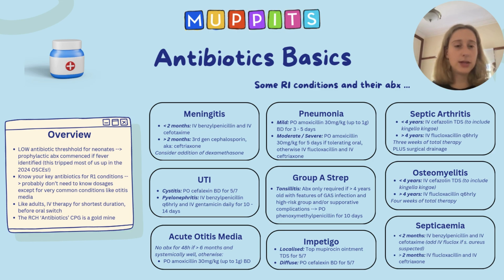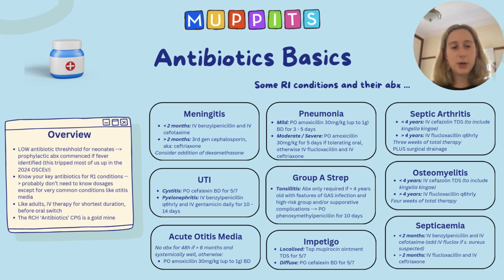Septic arthritis depends on the age of the child, because if they're under 4 years, they're more susceptible to an organism called Kingella kingae. So you want to give IV cefazolin to cover that. However, if they're over 4 years old, you can give IV Fluclox because it's a lot more unlikely that Kingella kingae is a causative organism. Total therapy is usually about 3 weeks, and they're also going to need surgical drainage as well. Osteomyelitis is the same antibiotics as well, and 4 weeks of total therapy usually.